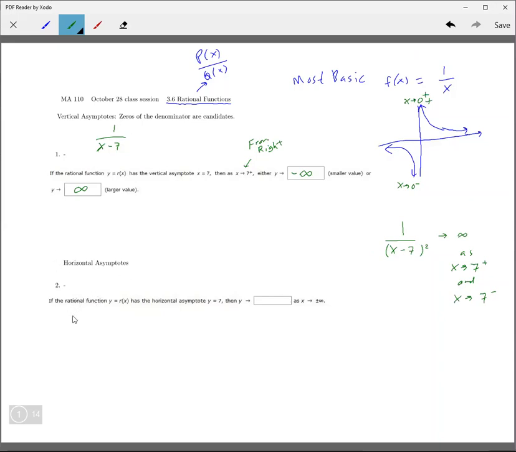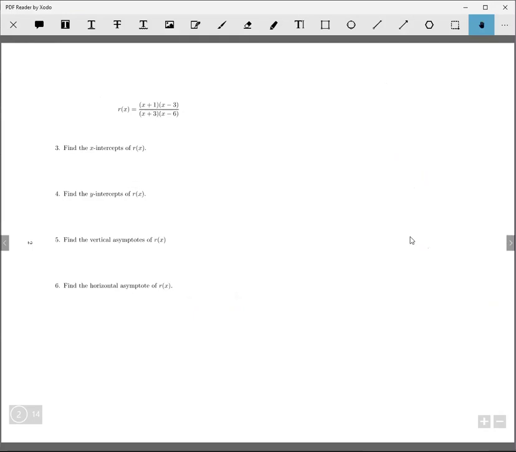Horizontal asymptotes, let's talk a little bit about that. If the rational function has horizontal asymptote 7, then it's approaching 7 as x goes to infinity. So here, y equals 0 is the horizontal asymptote, and it approaches 0 as you go to infinity, and also as you go to negative infinity. We'll talk a little bit later about how you can identify that from the expression of the rational function. Let's go on to this one right here.